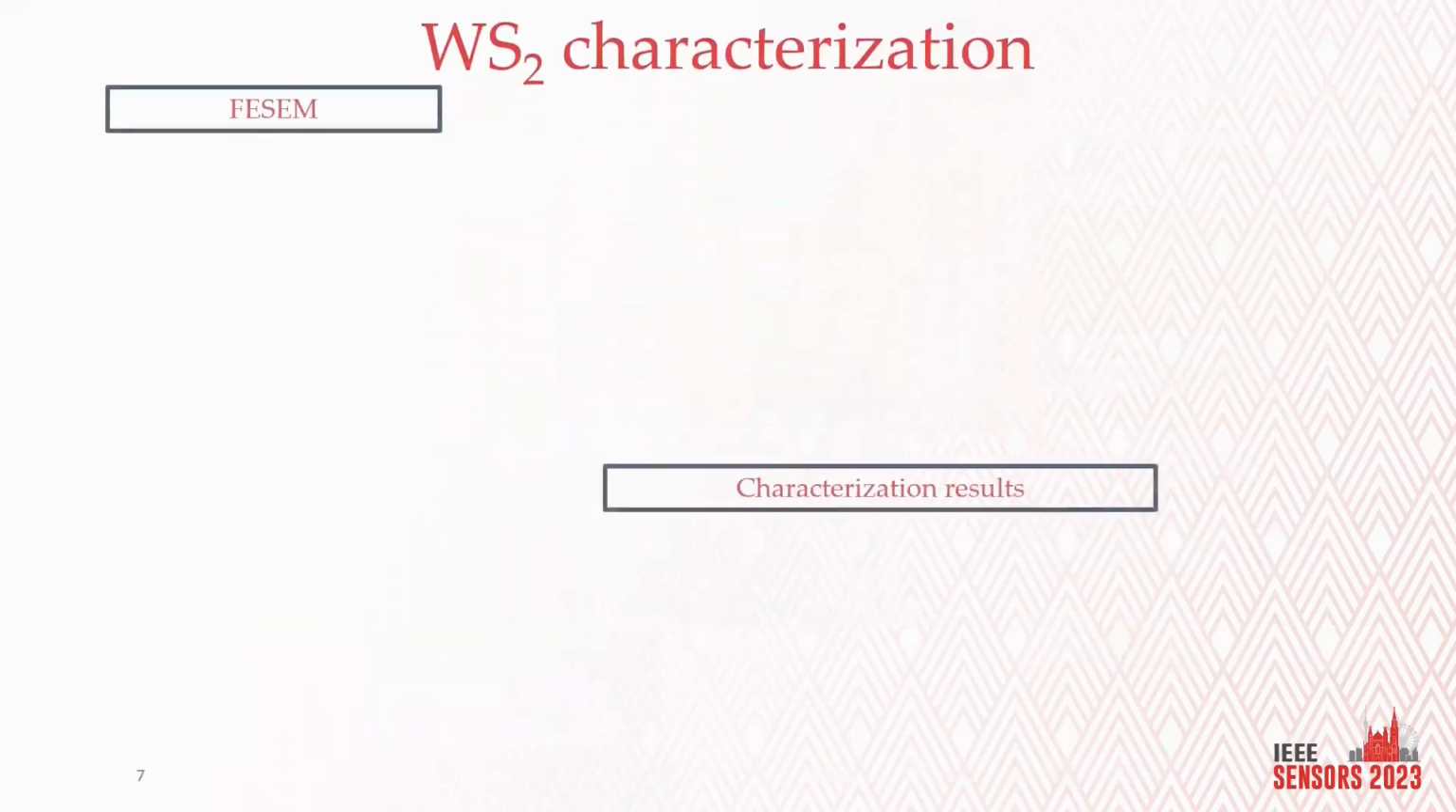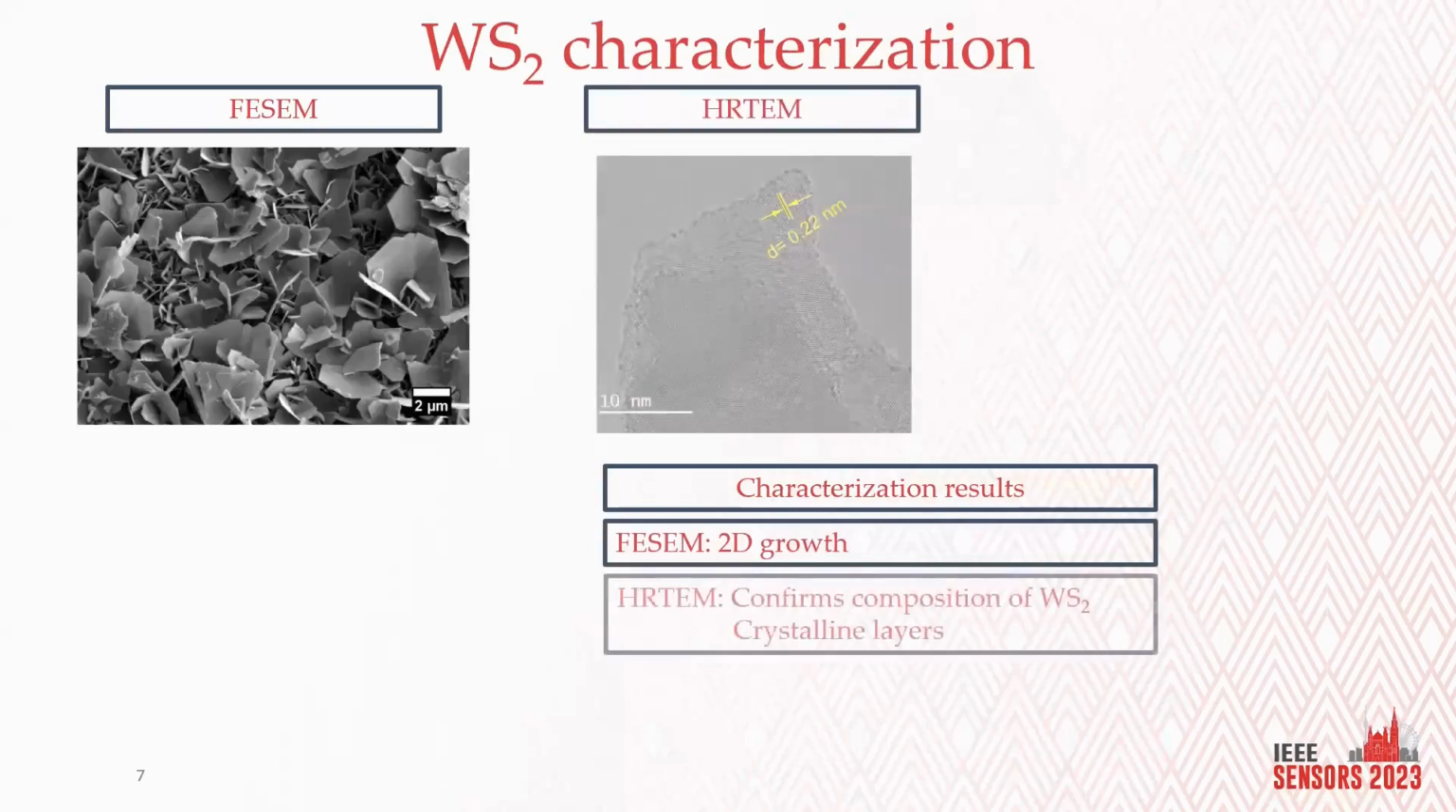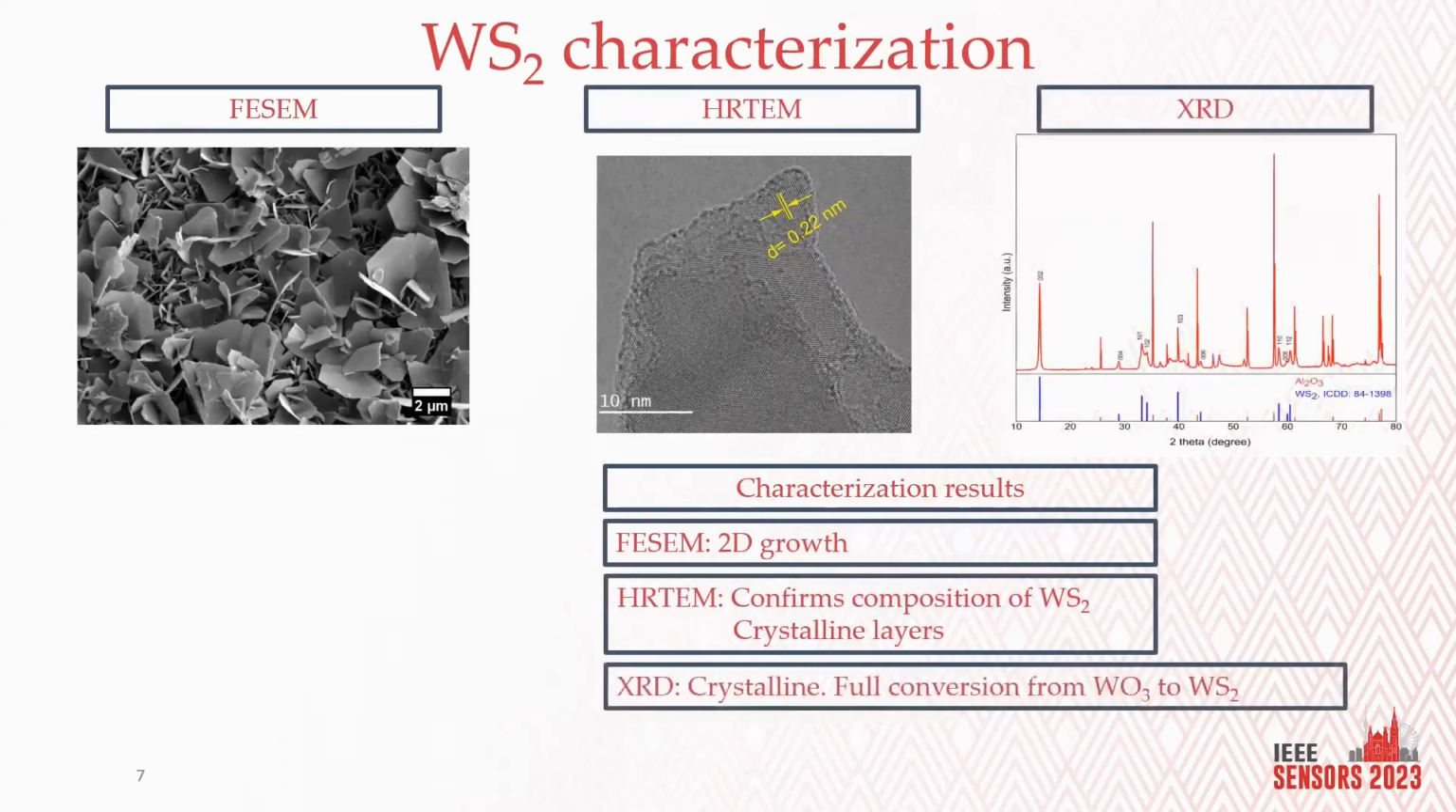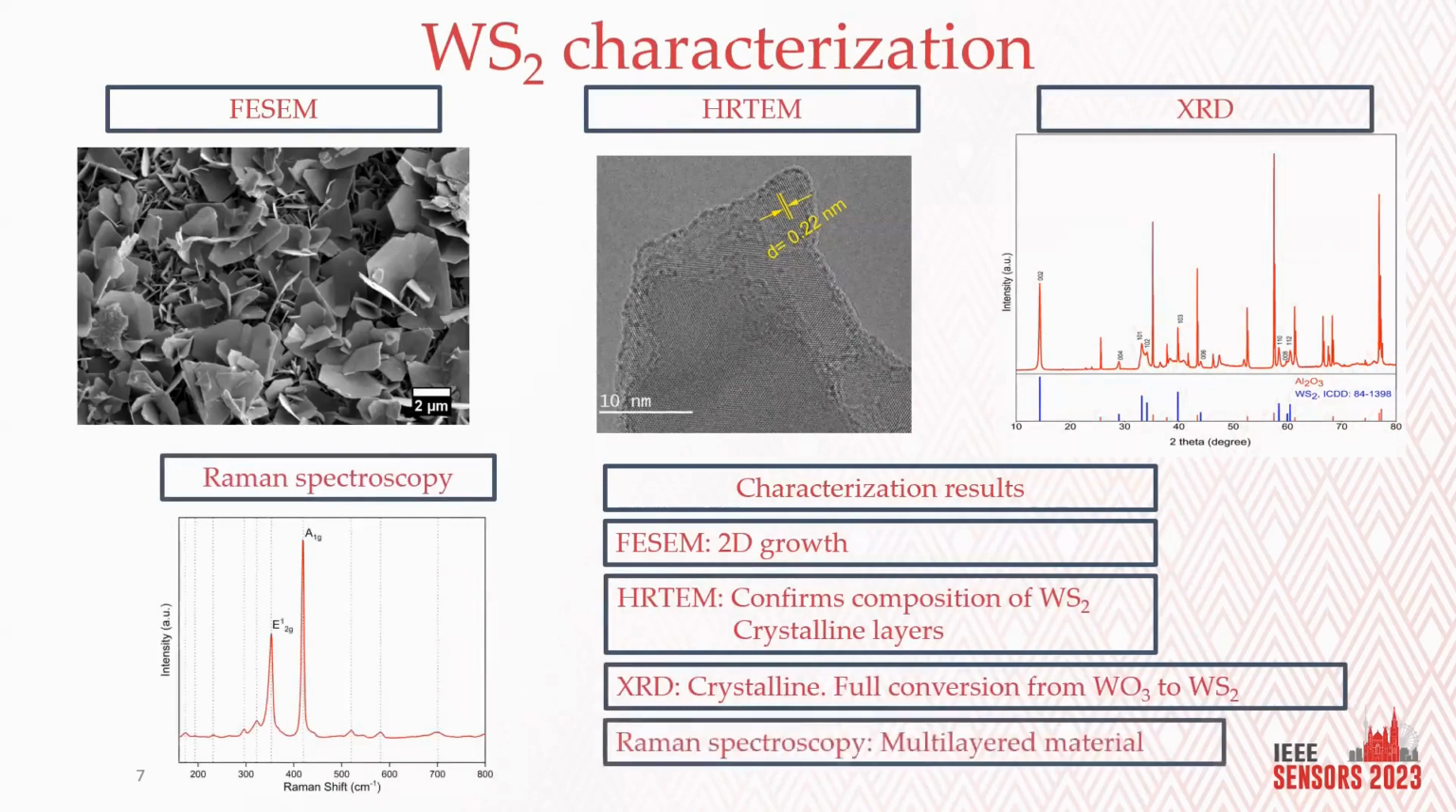Moving on towards the characterization of the deposited material, we do field emission scanning electron microscopy. As you can see here, we have a layered, plate-shaped tungsten disulfide, which is a 2D growth of the material with an average thickness of 30 nanometers.